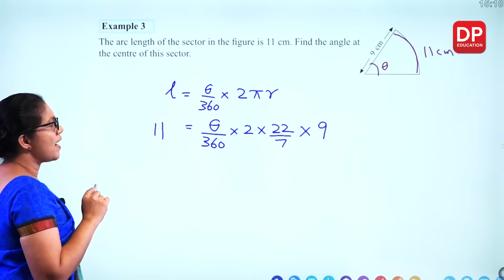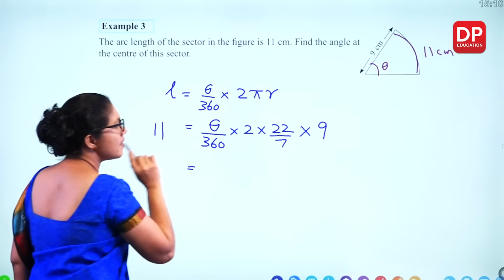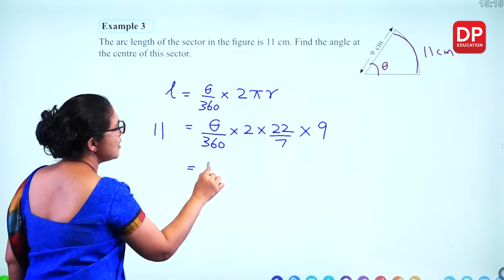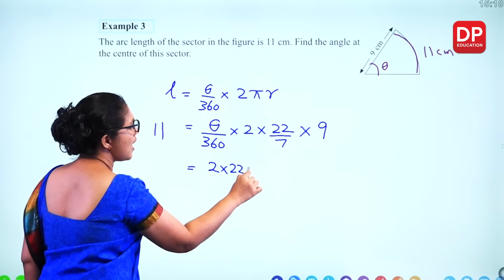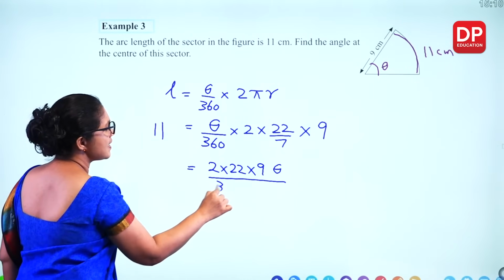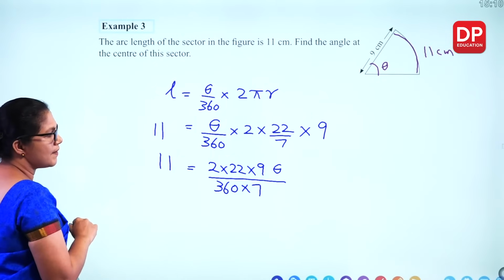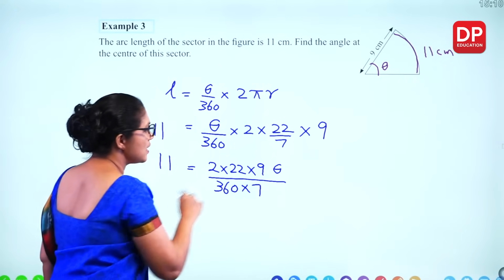Now we'll try to find out theta. So first we'll write down all the numerator values together. 2 times 22 times 9 theta over 360 into 7 is equal to 11. Now how can we find out theta?